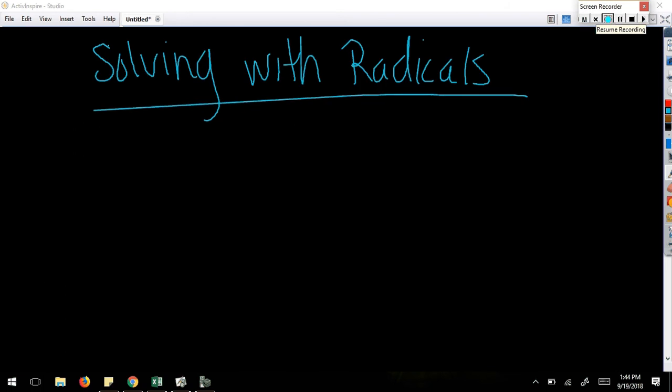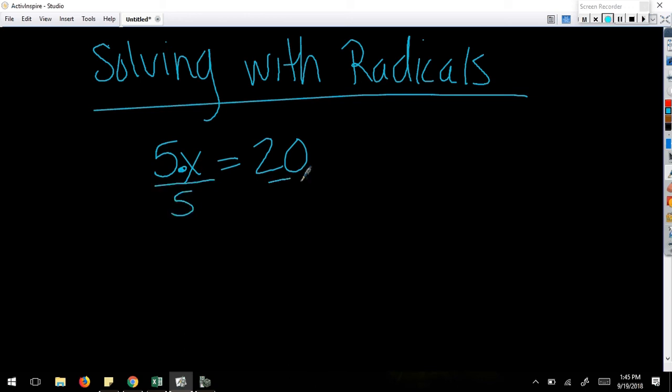All right, so when we solve equations, let's just go back to linear equations, okay? We've got some opposite operations. If I had 5x equals 20, that 5 is being multiplied to the x, so what do you do to get rid of it? Divide. So multiplication and division are opposite operations. Do we agree with that? It makes them cancel out and go away.